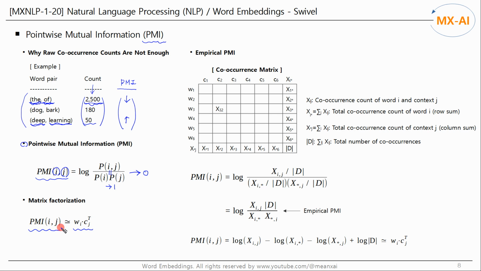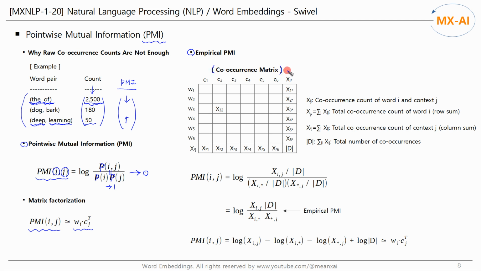However, there is still one important problem. The probabilities in the PMI equation are the true probabilities we would obtain from an infinitely large corpus, but in practice we never know their exact values. We only have access to a finite corpus. That means we need to estimate these probabilities using the co-occurrence counts that we actually observe. This leads us to empirical PMI, which replaces the theoretical probabilities with observed counts.